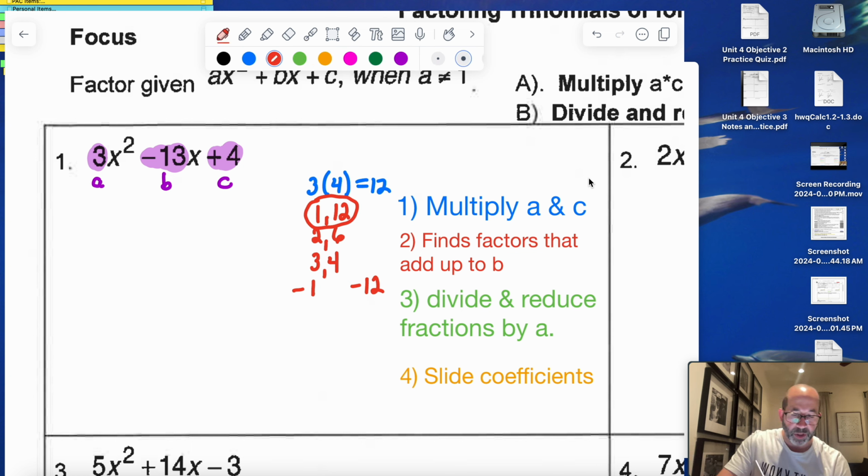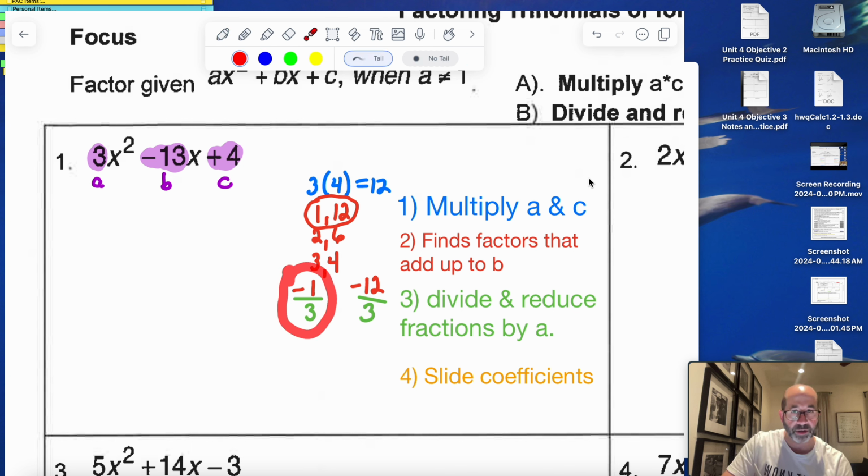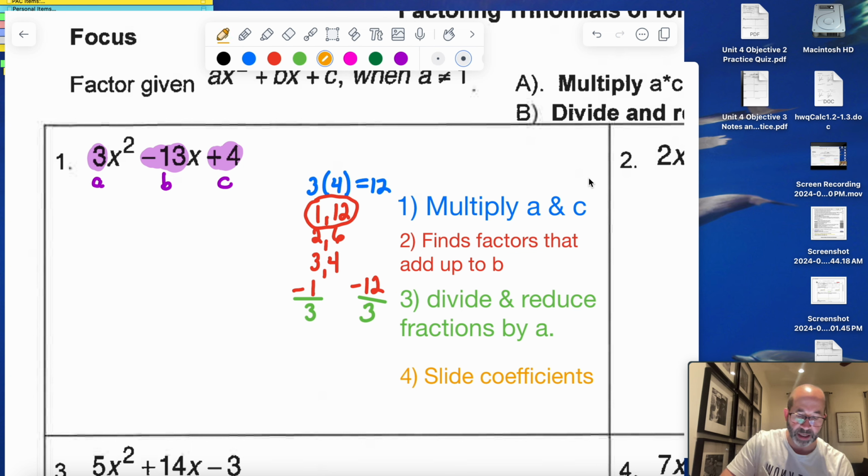In step 3, what we're going to do is we're going to divide and reduce the fractions by a. Well, the a value in this is equal to 3. So we're going to take and we're going to divide each of those by 3. And we're going to take those fractions and we're going to go ahead and reduce those fractions. So when we reduce those fractions, negative 1/3 right here, you'll see is already reduced. You can use your calculator to reduce it, but it's already reduced. However, negative 12 divided by 3, when we reduce that fraction, it actually ends up equaling a negative 4. So we have negative 1/3 and we have negative 4. Okay, those are the reduced fractions.